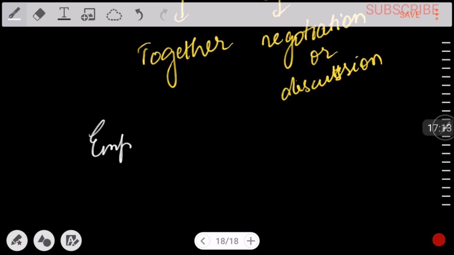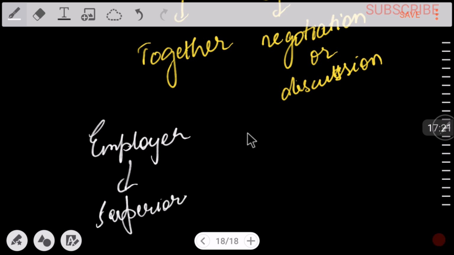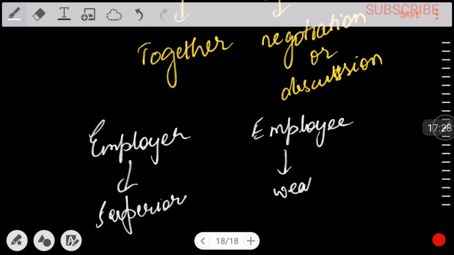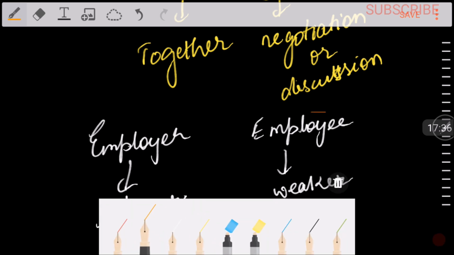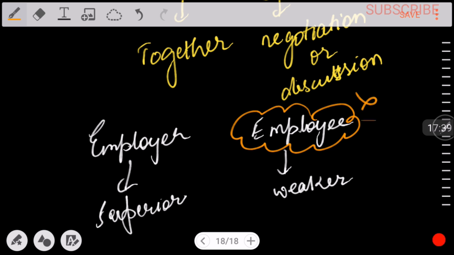The employer is superior in position due to his wealth. Employer is superior because of his wealth. But the employee is economically weaker than the employer. The employee is not in a position to bargain with his employer.